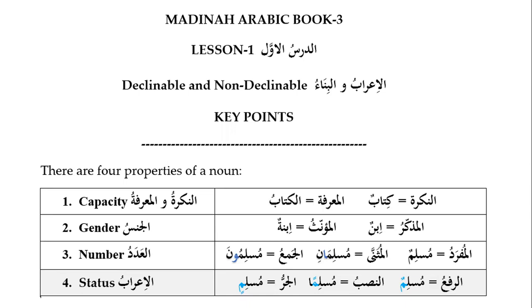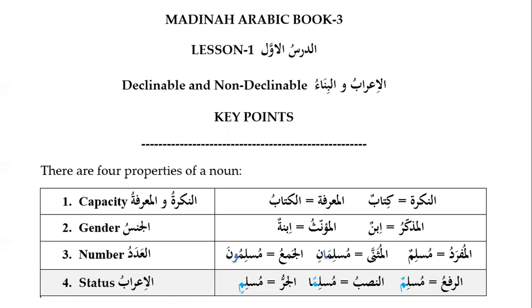So lesson number 1, الدرس الأول, and it is about الإعراب والبناء. We discussed the key points. If you look at the translation, it says declinable and non-declinable. As we have discussed many times, there are two types of nouns: the nouns whose endings change, and some nouns whose endings do not change.